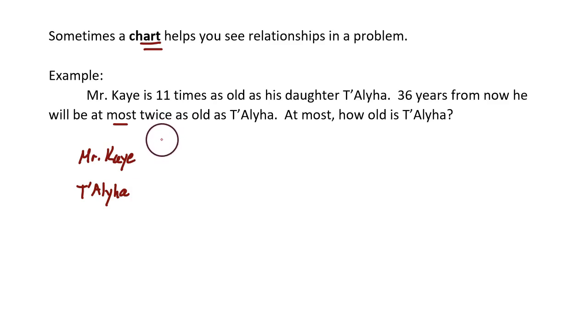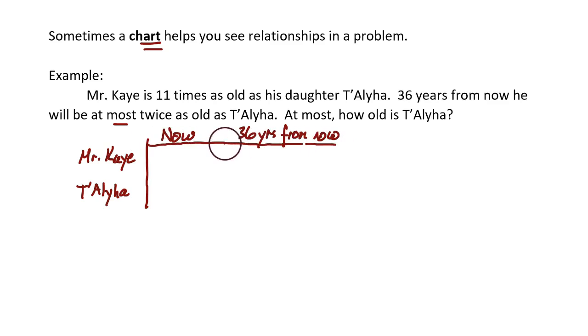In both cases, we're interested in their age. What is their age now? And what is their age 36 years from now? This creates a table with 4 empty cells in it. Let's put some numerical expressions in those empty cells.